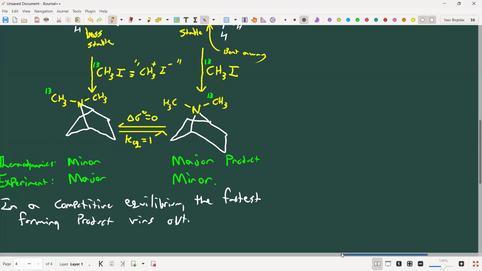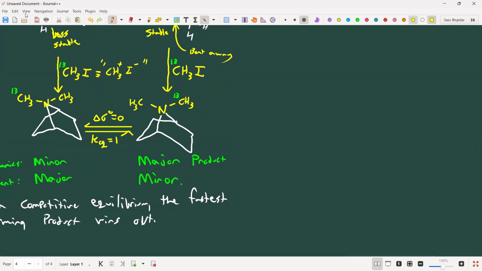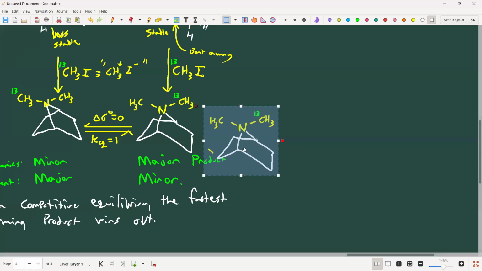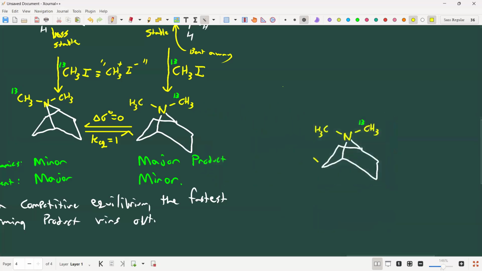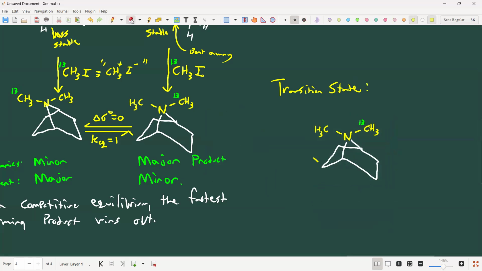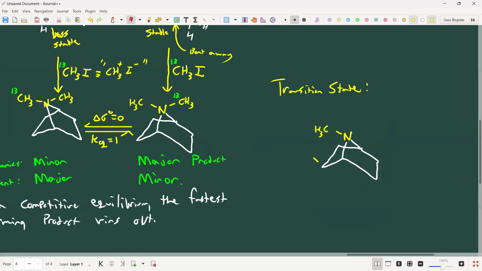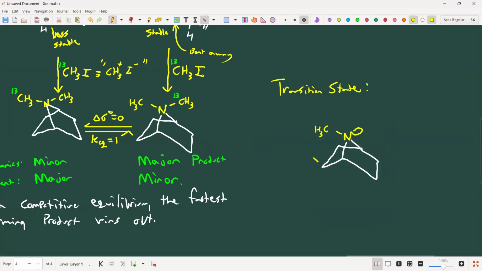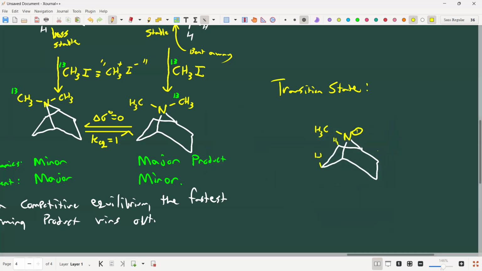So if we think about what the transition state looks like for this process, again, let's just copy it over so I don't have to keep drawing it. If we think about the transition state, remember we have these two hydrogens here and one hydrogen here.